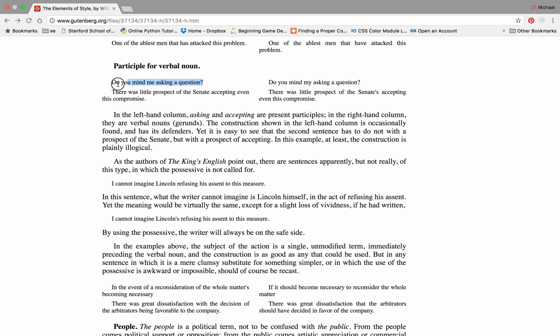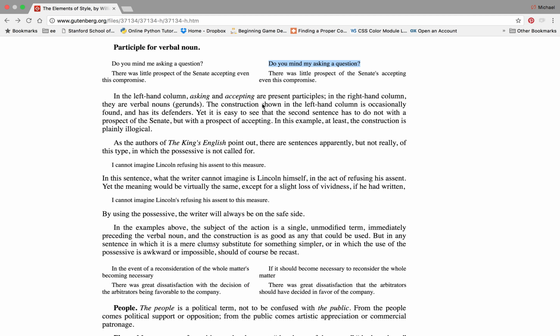Tell me how often we've heard this. A lot. I don't think this is going to be knocked off rarely. Yeah, I think this is going to be knocked rarely. "There's little prospect of the Senate accepting even this compromise." "There is little prospect of the Senate's accepting even this compromise."